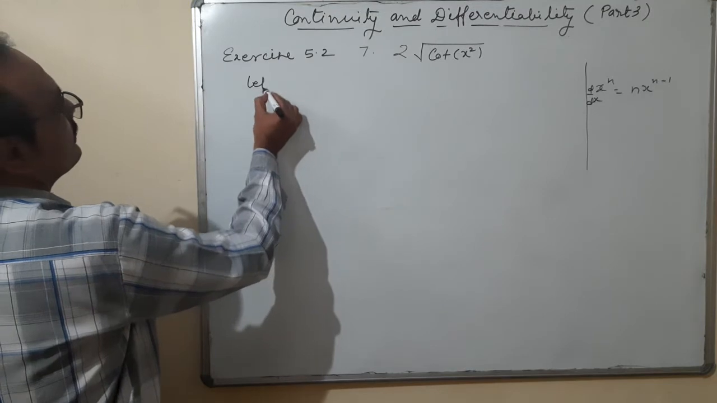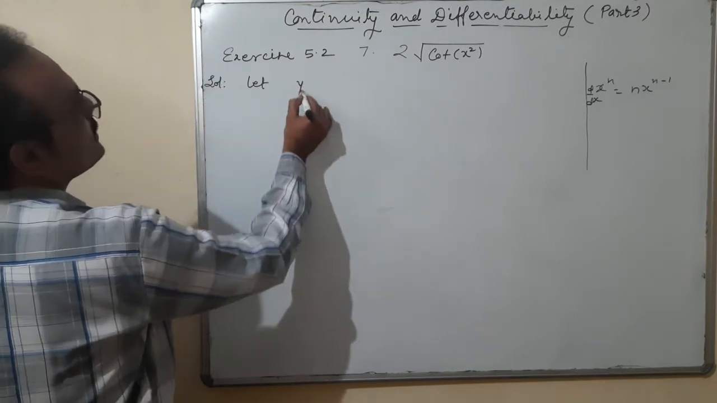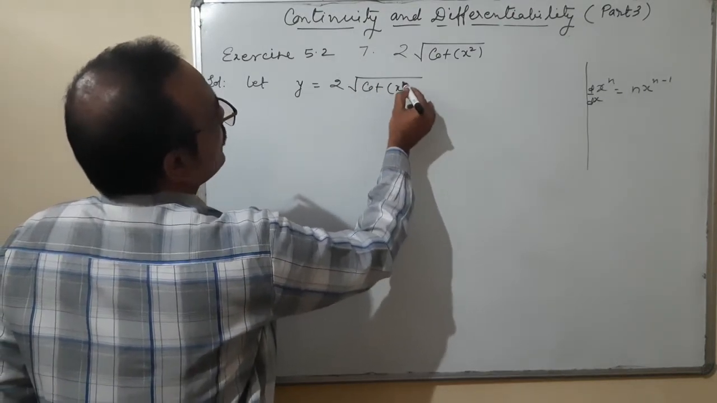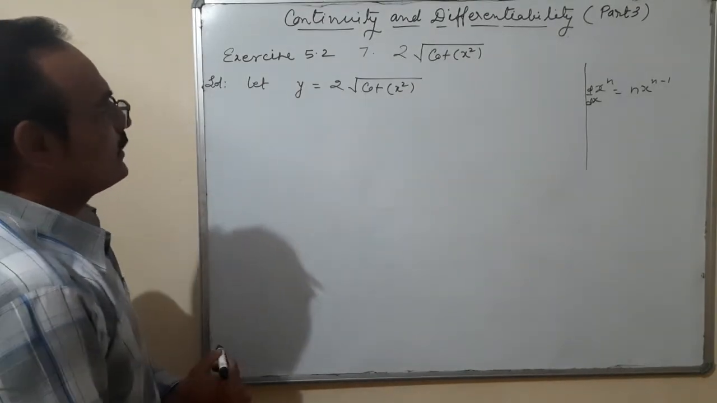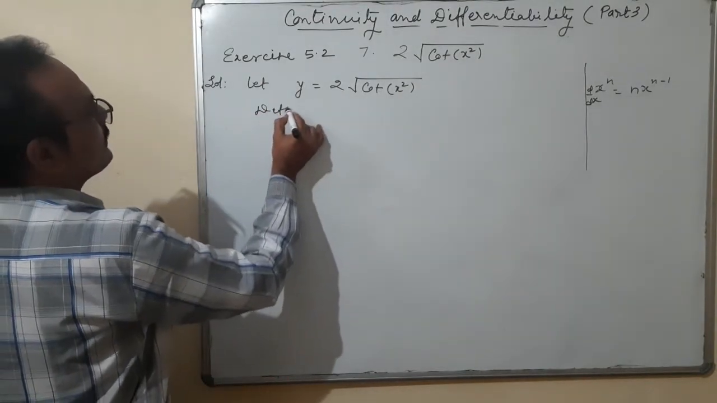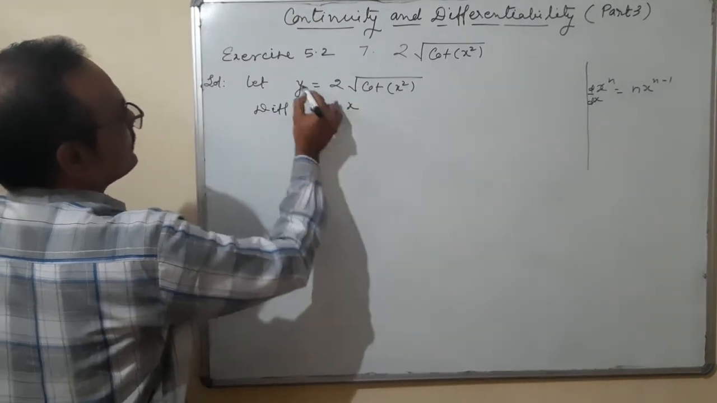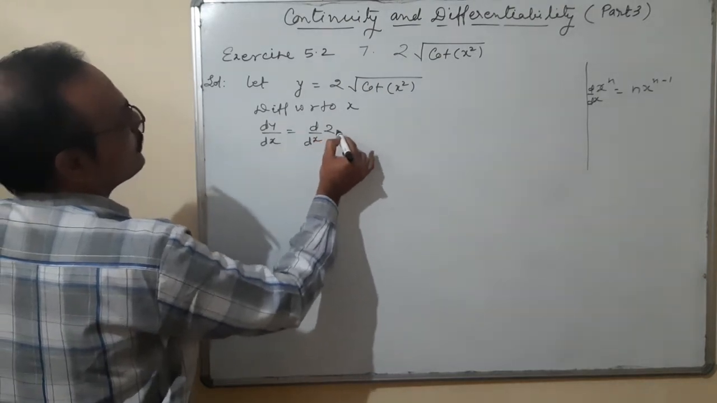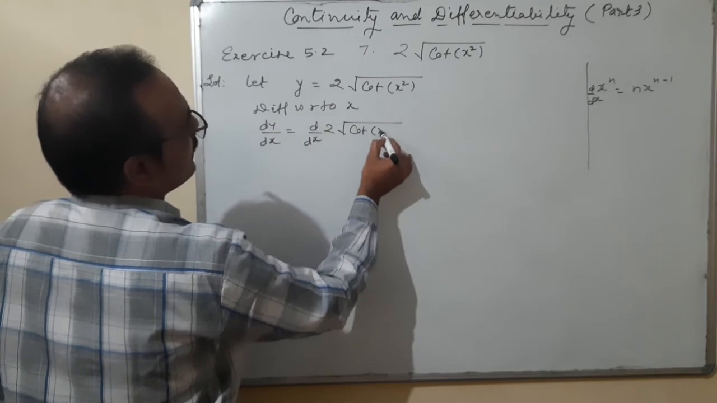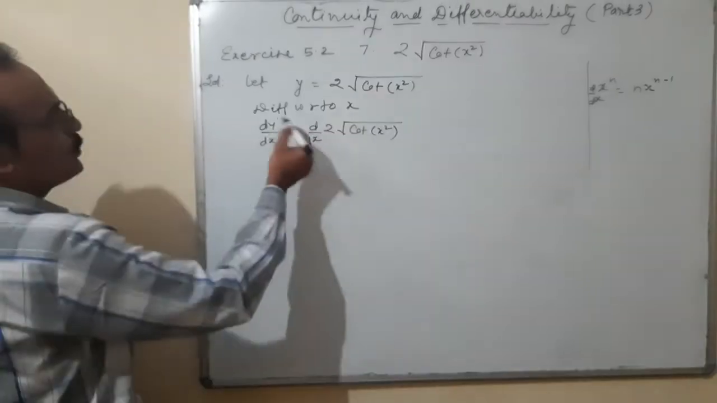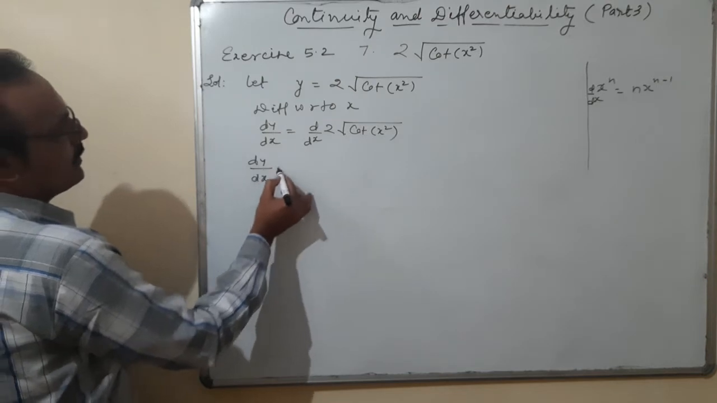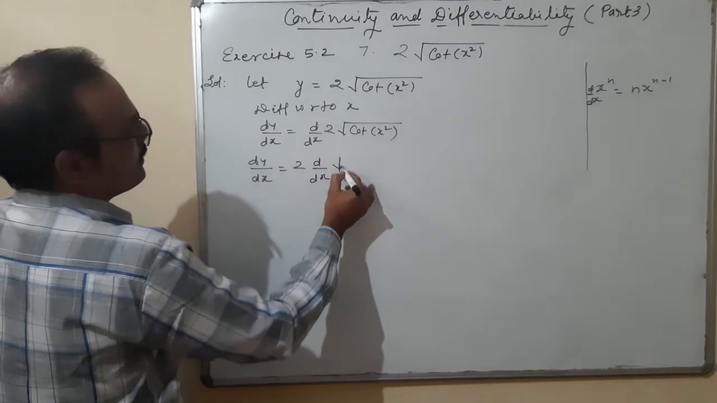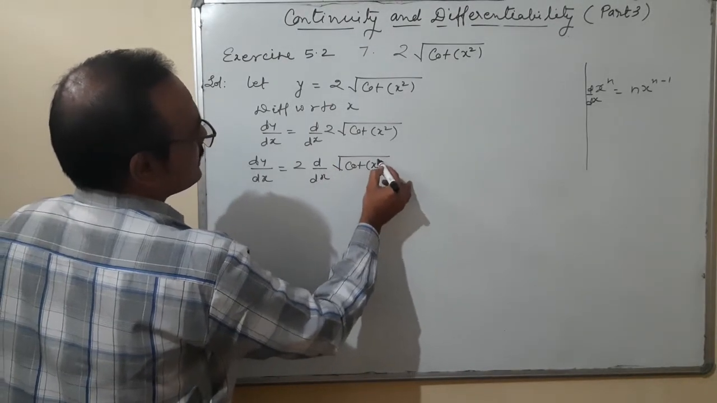Let y is equal to 2 under root cot x square in the bracket. Okay. Differentiate with respect to x. So I write here dy by dx is equal to d by dx of 2 under root cot x square. Okay, 2 is the constant term, no differentiation, 2 outside. d by dx of under root cot x square.